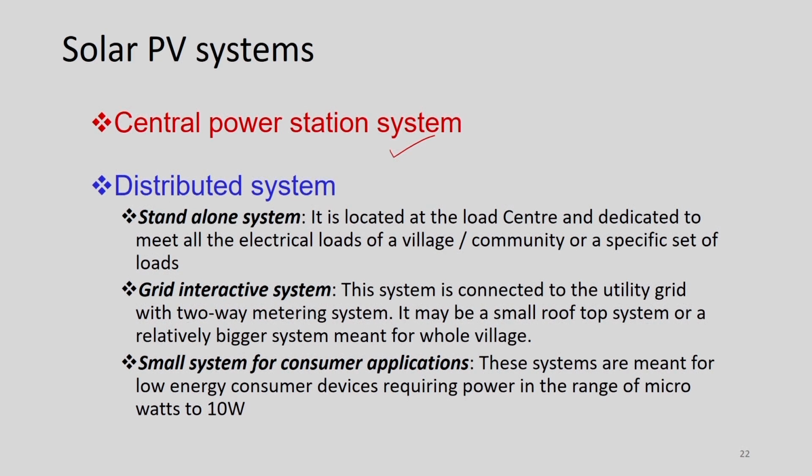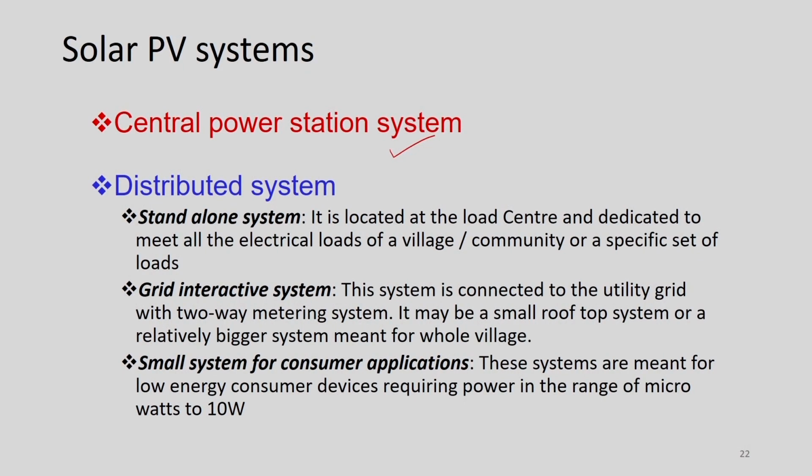Under this distributed system there are many categories like standalone system, grid interactive system, and small system for consumer applications. Standalone systems may be, if you are interested to give power to a small village or locality, that can be given. That will fall under standalone system, or maybe for irrigation purpose, if we have to give some kind of energy from solar, that is nothing but a standalone system.